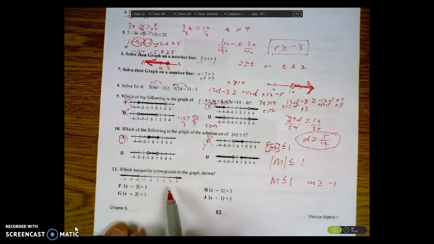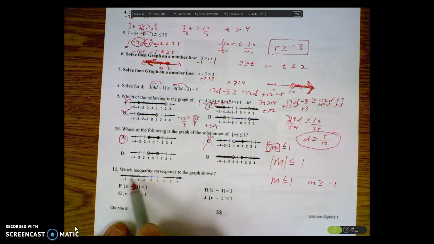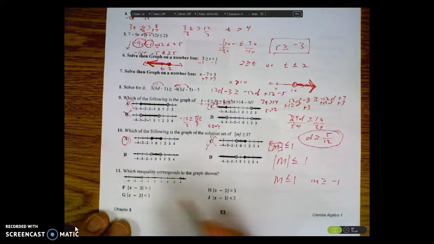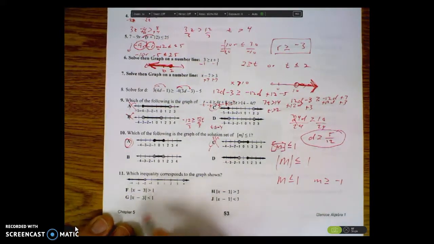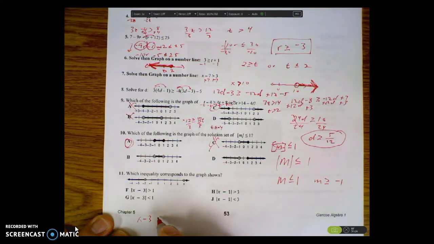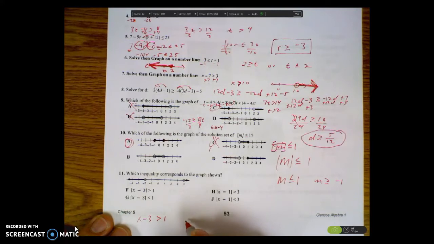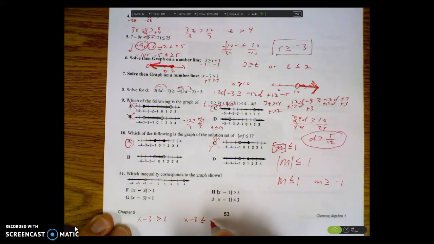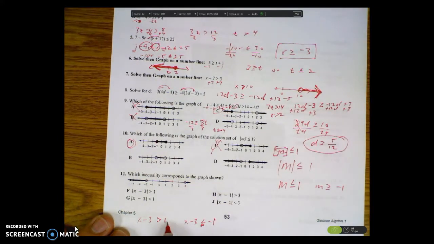All right, number 11. So we want to go through here, and to actually solve this problem, we want to actually try to solve these, okay? So let's start with F and hope F is our right answer. So remember, with these absolute value problems, we write one equation just like we see it without the absolute value, and we write the other one with a flipped inequality and the flipped sign. So it became greater than 1, became less than -1, and then we solve it.